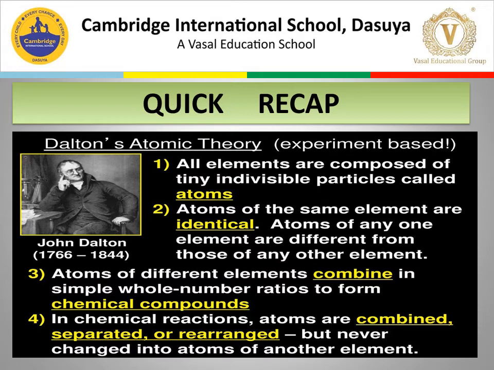Next, in a chemical reaction, atoms are combined, separated or rearranged, but never change into atoms of another element. That means in a chemical reaction only rearrangement of atoms takes place. However, atoms cannot be formed or vanish on their own. That means whatever atoms are on the left hand side of the reaction, the same number and the same type of atoms will be on the right hand side also. The atoms cannot change their form. One atom cannot become an atom of another element.